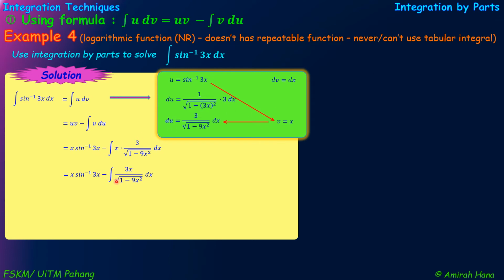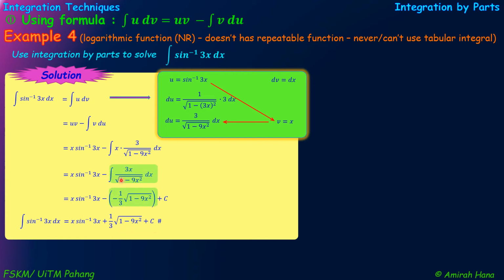Alright, and in this case, to integrate 3x over square root of 1 minus 9x squared dx, we can discuss later. Okay. Alright, so we still have x inverse sine 3x minus, when we integrate this, we get this. We will discuss later. Okay. And after that, integration of inverse sine 3x dx equals x inverse sine 3x. We multiply negative in bracket here, so we have negative times negative equals positive 1 over 3 square root of 1 minus 9x squared plus c.